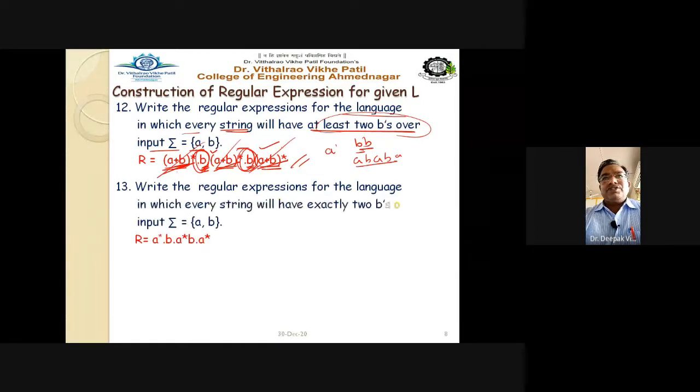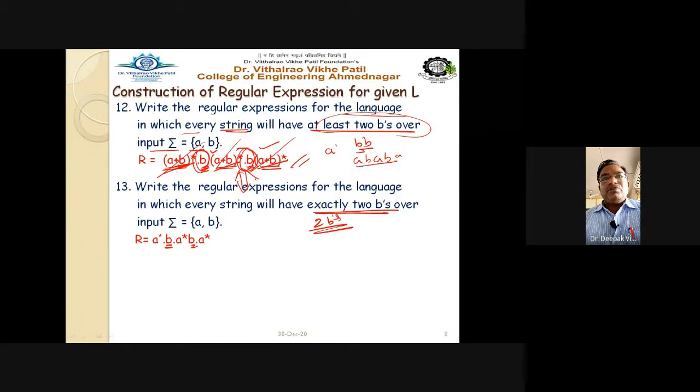Next one, write the regular expression for the language in which every string will have exactly 2B. Exactly 2B means what? Exactly 2 means only 2 B's. Exactly 2B means this is different than the previous one. This and these are different. Exactly 2B means, yes, this is the one and this is the second. Only 2 B's must be there.